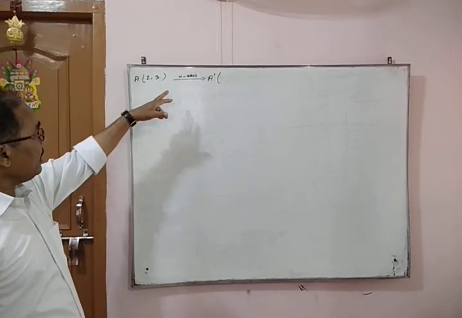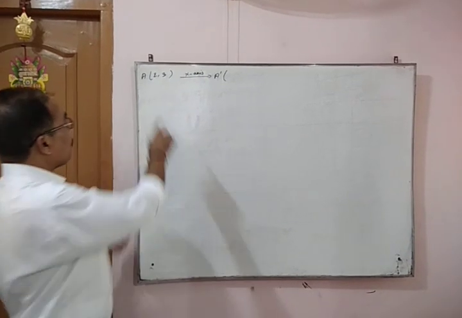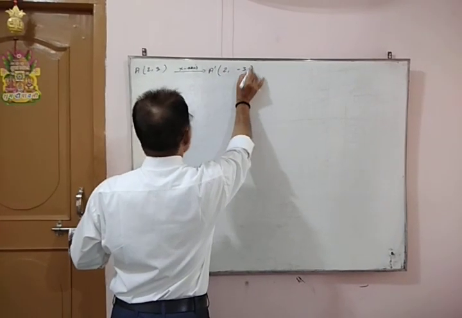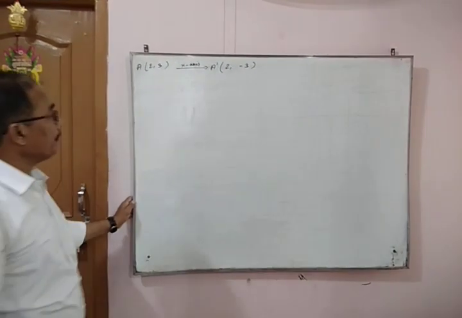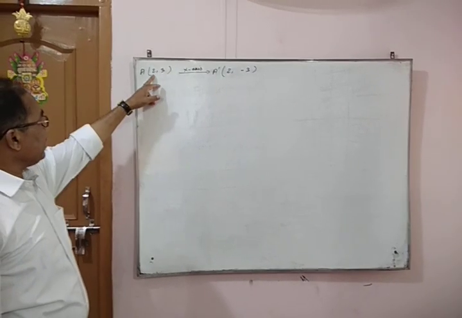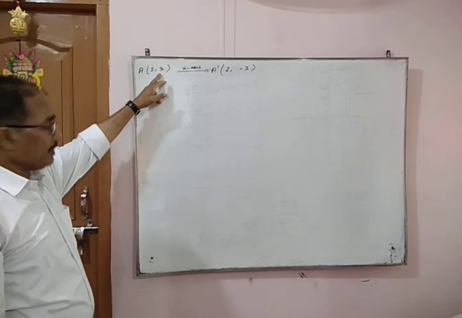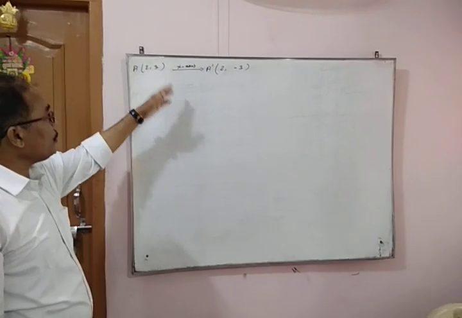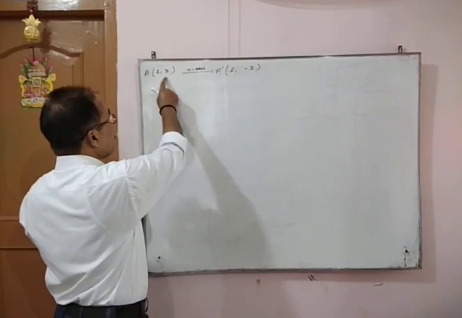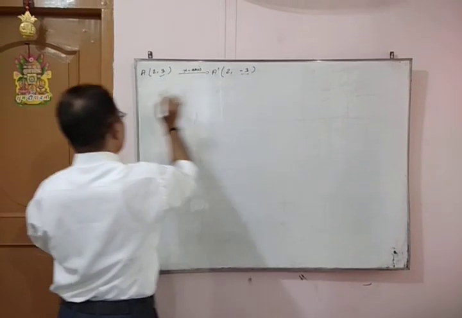Then about the coordinates of the image of the point A. If reflection is taking place from the x-axis, only the sign of the y coordinate will reverse and the x coordinate will remain the same. Like, we see here, the x coordinate is 2, the y coordinate is plus 3. So after reflection from the x-axis, only the sign of the y coordinate changes from plus 3 to minus 3. The x coordinate will remain the same.